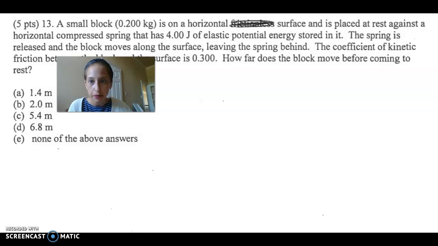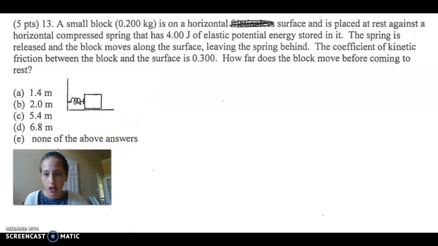Good morning. We are on number 13. We've got a block compressing a spring. It spits it out. It's on a rough surface, so eventually it slows down, and we're wondering how far does it go before it stops. This has a lot of pieces, but we can do it. They wouldn't give us a problem that can't be solved. So let's figure out how far it goes.